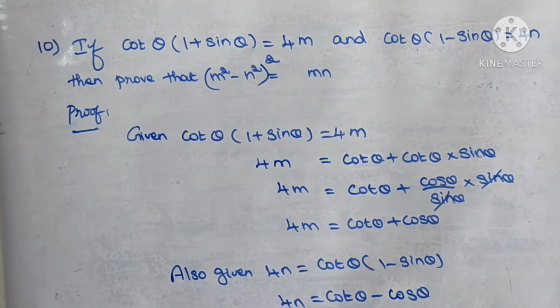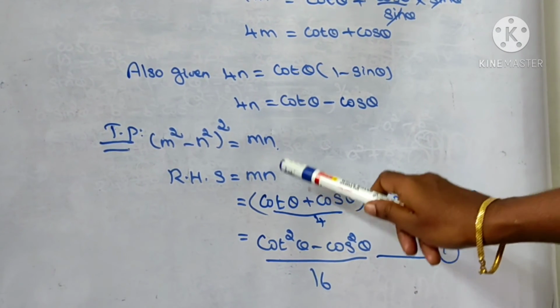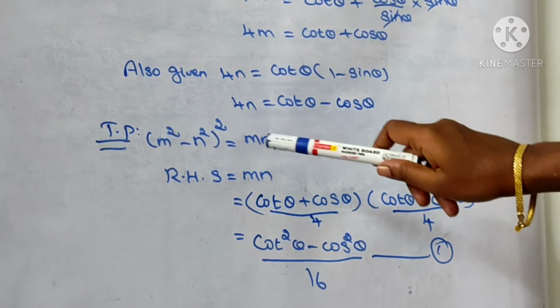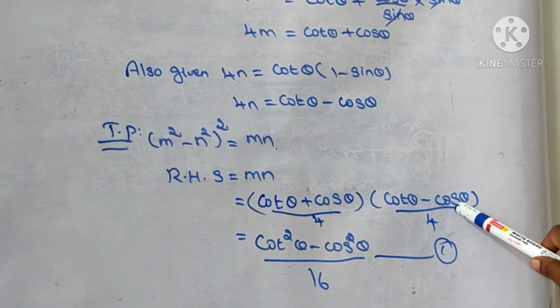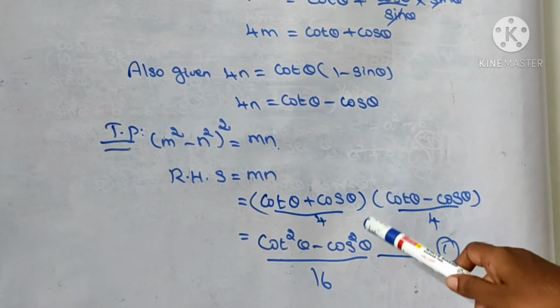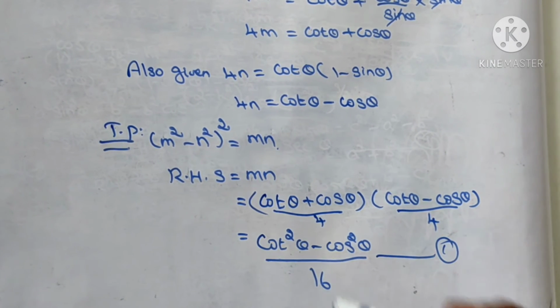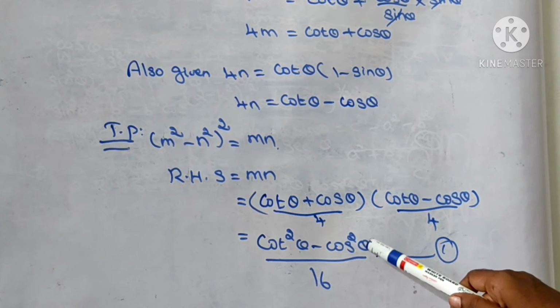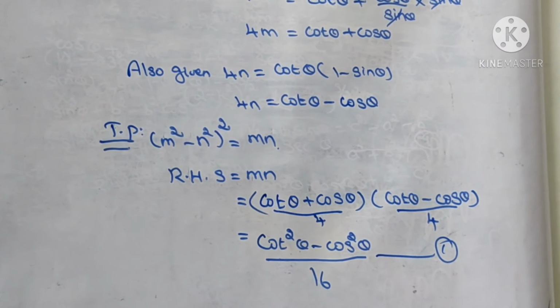Then find out the proof part. m square minus n square the whole square is equal to mn. First you simplify the RHS. So mn: substitute the m value and n value. 4m is cot theta plus cos theta, so m is cot theta plus cos theta by 4. And n is cot theta minus cos theta by 4. Here the numerator is of the form a plus b into a minus b. So a plus b into a minus b is a square minus b square. So we get the numerator as cot square theta minus cos square theta, and the denominator 4 into 4 is 16. Take this as the first equation.